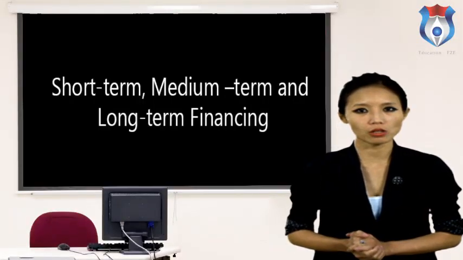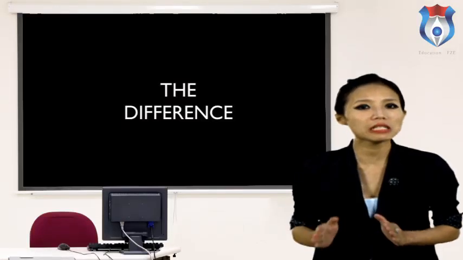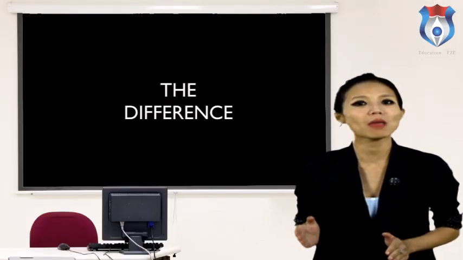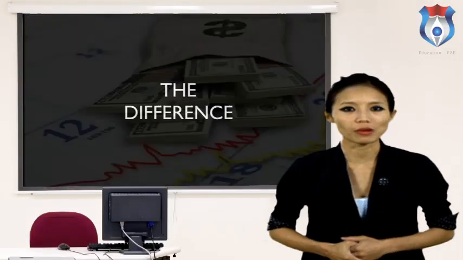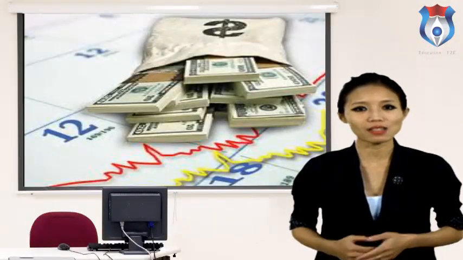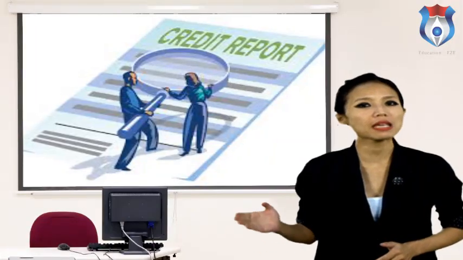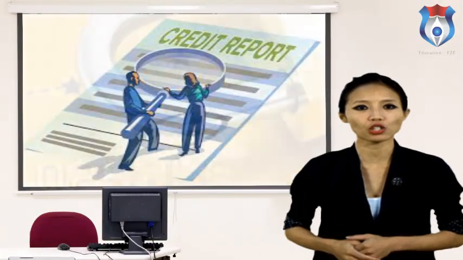Short-term, medium-term and long-term financing. The basic difference among these financing schemes is the repayment term or maturity period. Short-term financing schemes have repayment periods of less than 1 year. These deal with short-term credit which may either be secured or unsecured.